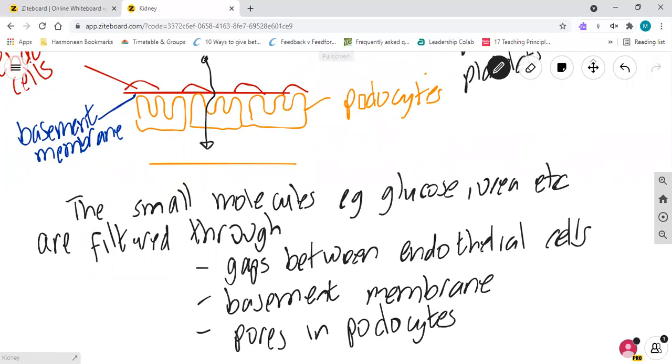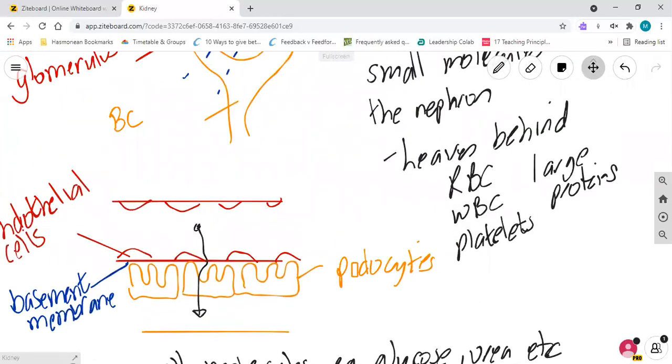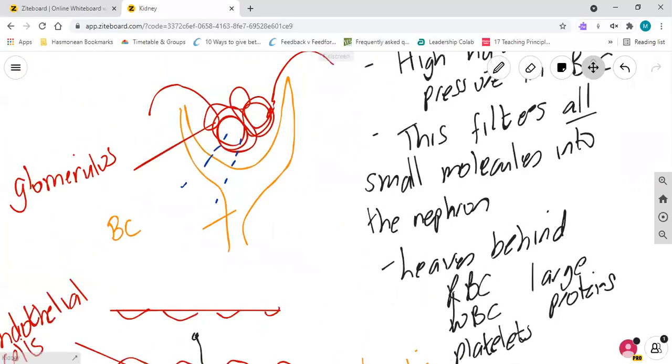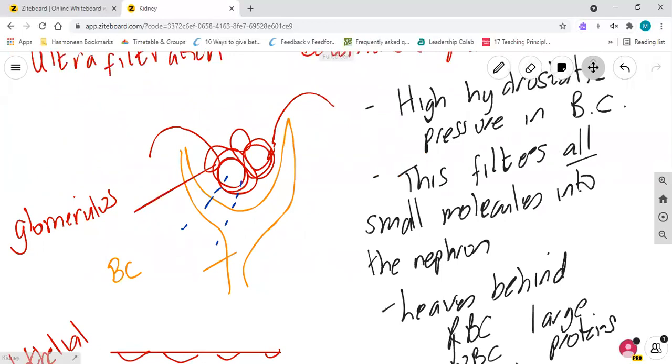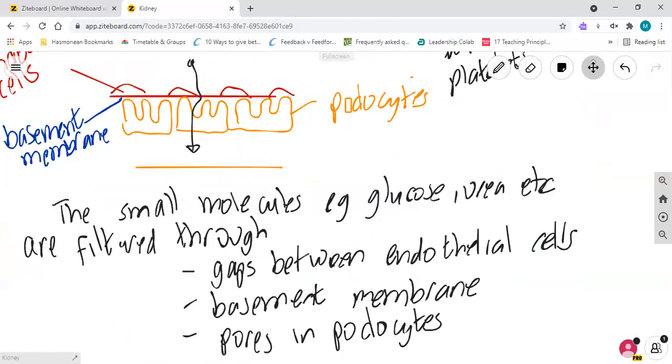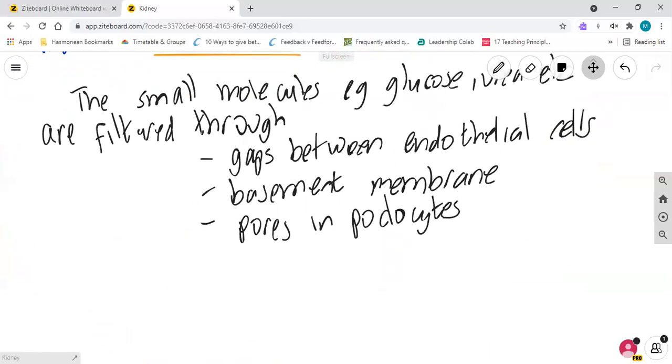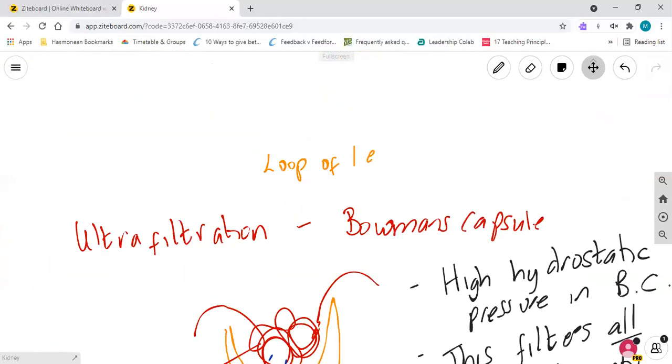Now, how will you know when to answer this and when to just give a brief explanation? The answer is it depends on the number of marks in the question. If it's just a 2-mark question, they're really looking for the high pressure and the small molecules, e.g. glucose, leaving behind the large proteins. But if it's a 5-mark question, then they're looking for you to specifically name the pathway through. So you just need to look at the question and how many marks it is in terms of the description of ultrafiltration.